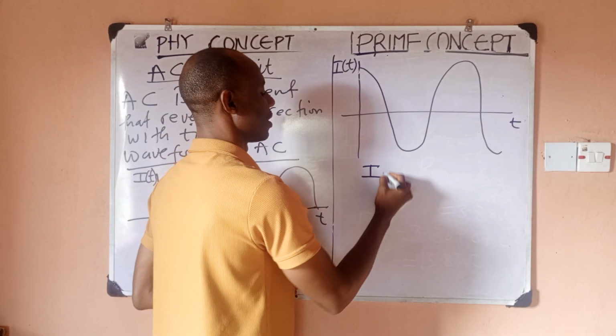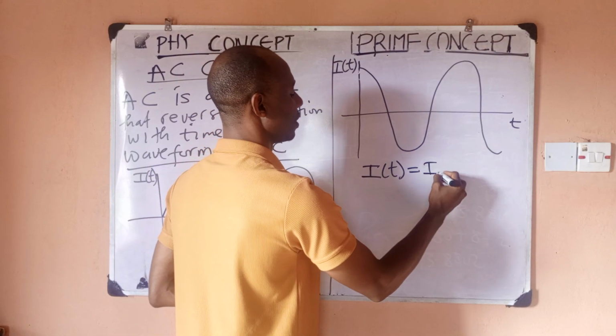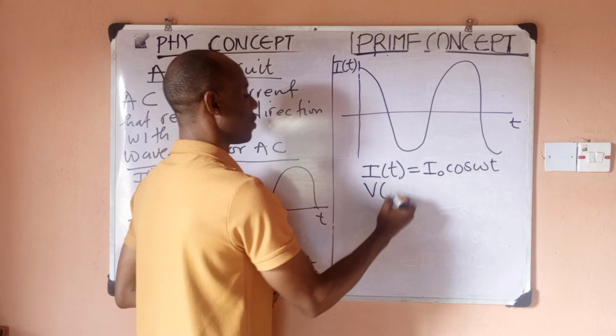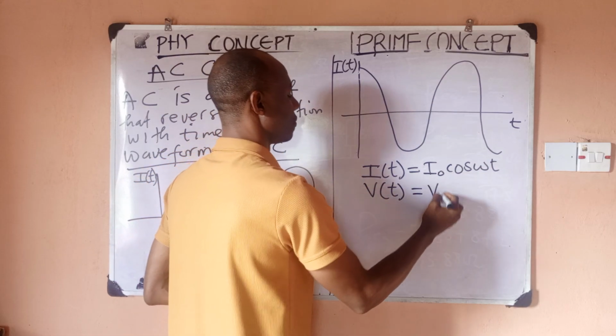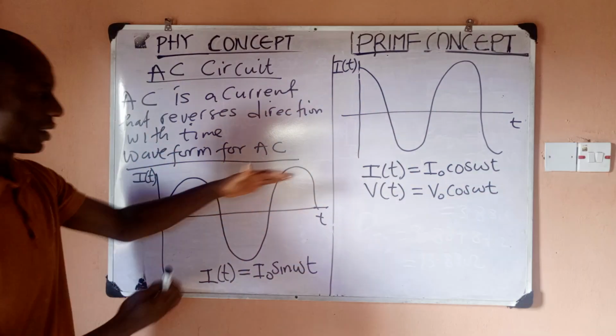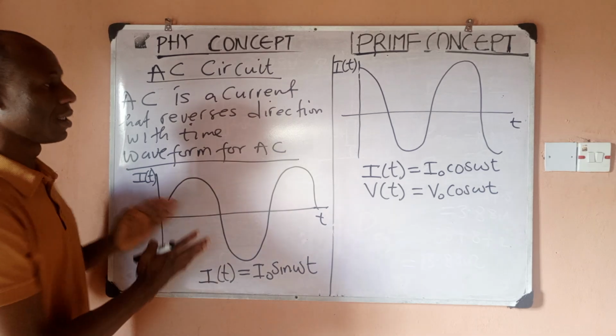So your current or your voltage also, this would now be cos omega t, or you can say your voltage is going to be V naught cos omega t. So these are how we can represent the alternating currents in their waveform.